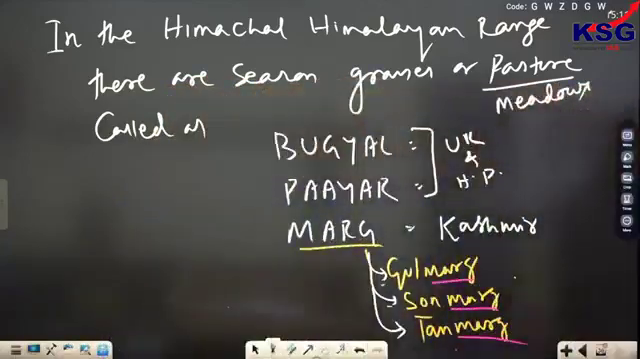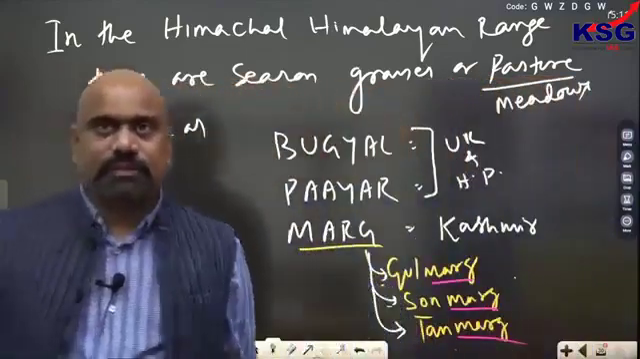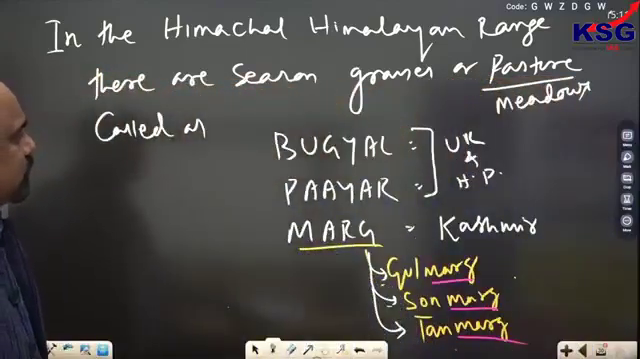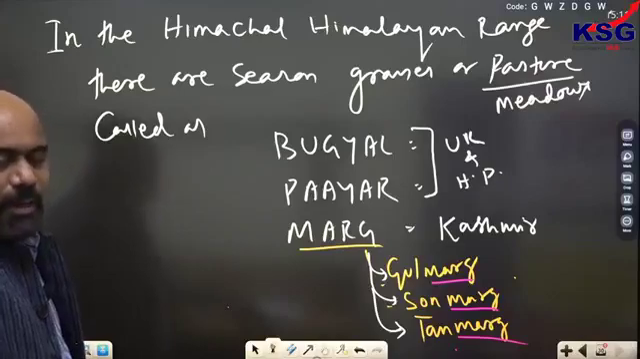Okay, done. I hope you got it now. इतना क्लियर है क्या सभी को? बुगयाल, पायार, मर्ग. चलिए ठीक है.